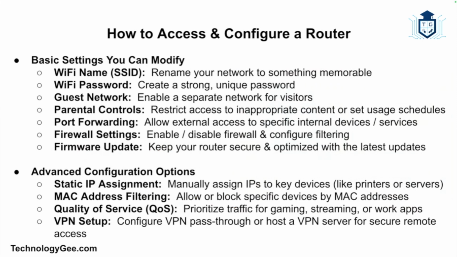And once you get inside of the router, here's some basic settings that you can change. So you can change the Wi-Fi name, which is also known as the SSID or the service set identifier. You can change your Wi-Fi password. You can set up a guest network. You can enable parental controls. You can do port forwarding rules. You can set up firewall settings, and you can do firmware updates. And some advanced settings that you can do, you got static IP address assignments, MAC address filtering, quality of service rules in case you like gaming or streaming, and you can do some VPN configurations as well.